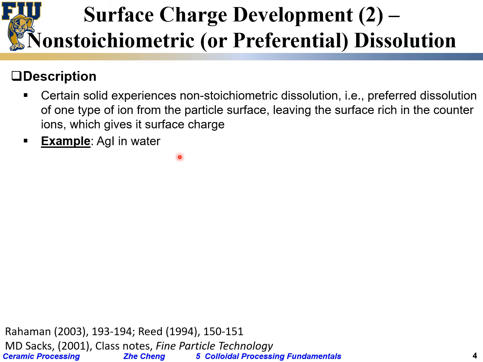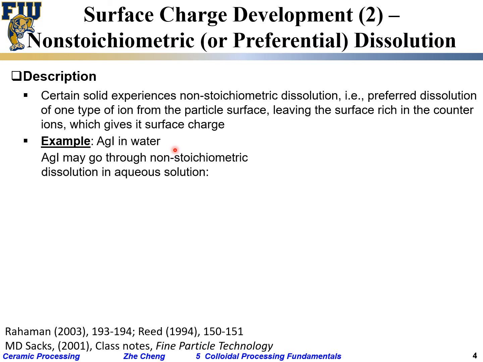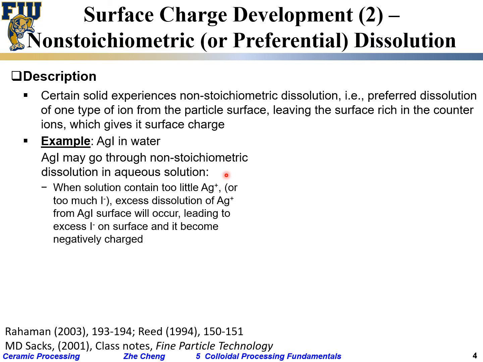And one example is silver iodide. Ag for silver, I for iodine. Silver iodide in water may go through non-stoichiometric dissolution in aqueous solution, depending on how much silver ion or iodine ion is in the solution. And people observe, for example, when the solution contains too little silver ion, or too much iodine ion, then the solution has too little silver.